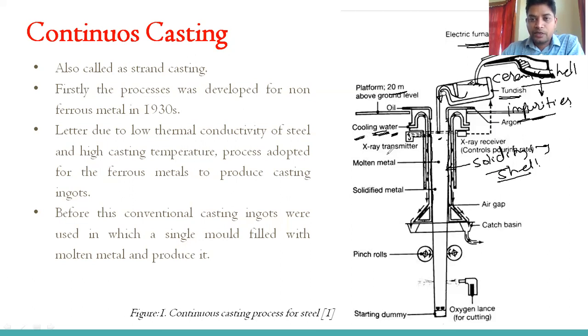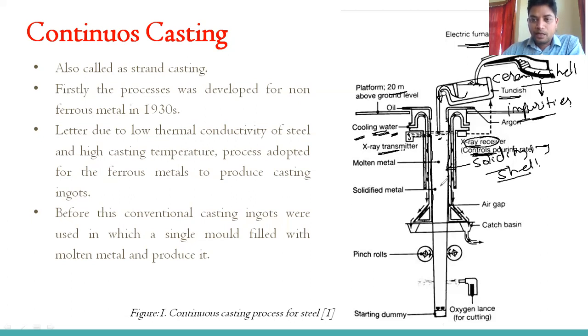Okay, and after that we are using the X-ray transmitter. The X-ray transmitter will also control the pouring rate, as well as if there are any air particles or gases entrapped, we can recognize them through the X-ray receivers.